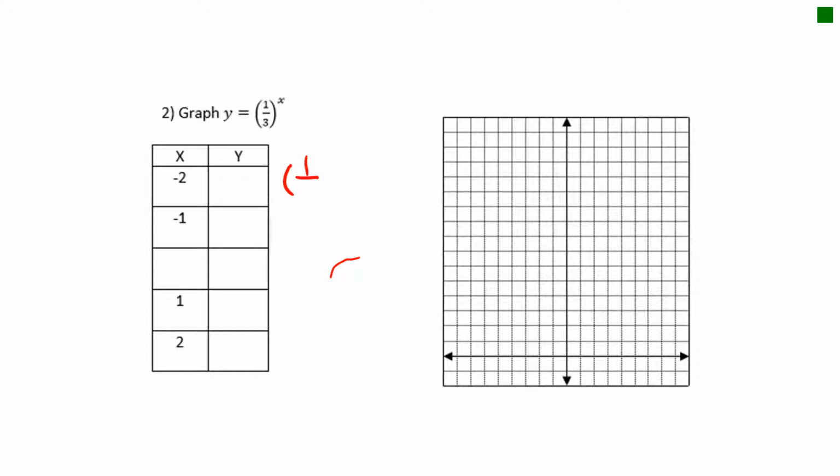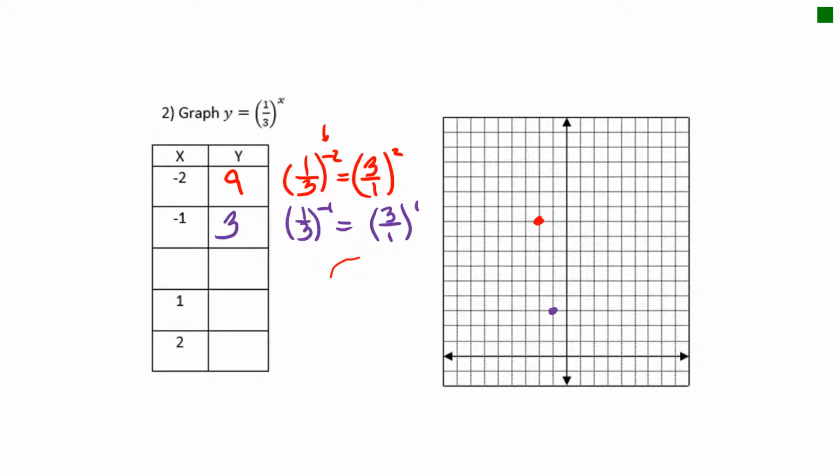Okay, let's look at what happens if we have 1/3 to the x. If I take 1 over 3 to the -2, remember that negative says flip it. So it's 3 over 1 squared. 3 squared is 9. So at -2, I'm at 9. If I take 1/3 to the -1, remember that negative means flip it. So it's 3 to the first, which is just 3. So at -1, I'm at 3.